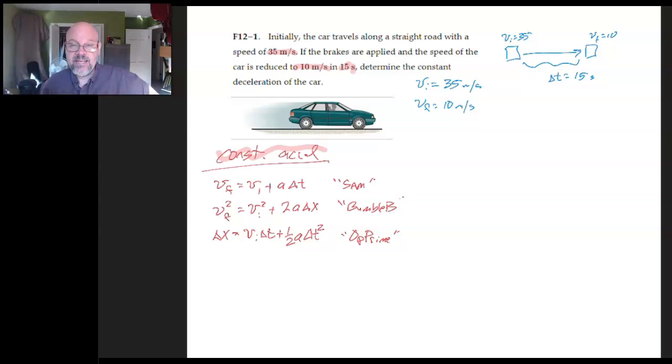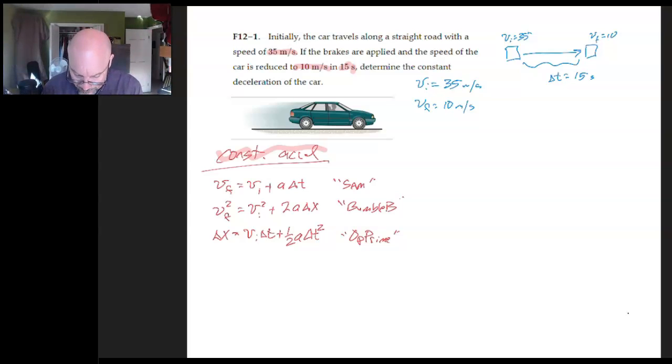And again, this semester as we move along, it's super important to make yourself a good illustration. It doesn't have to be beautiful, it just has to work. So let's get into it here. I'm going to pick another color. That'll work. So we know two speeds, we know a time. So this one is just screaming at us to use Sam.